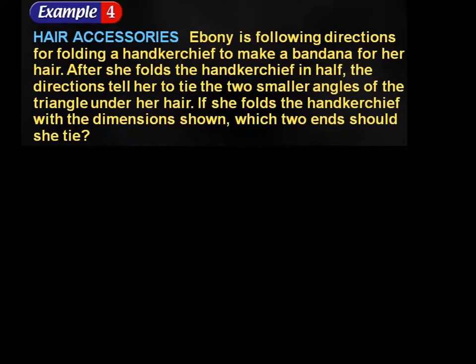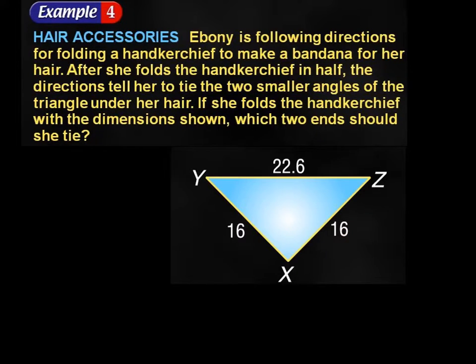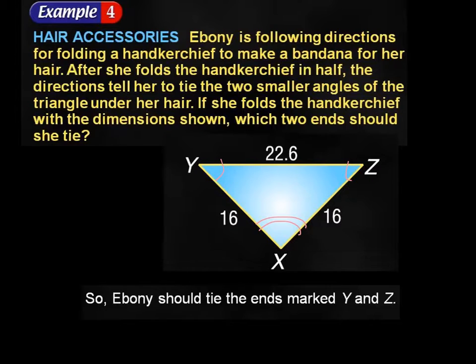Ebony is following directions for folding a handkerchief to make a bandana for her hair. After she folds the handkerchief in half, the directions tell her to tie the two smaller angles of the triangle under her hair. If she folds the handkerchief with the dimensions shown, which end should she tie? Well, we have an isosceles triangle, so the biggest angle has to be opposite the biggest side, so that would be angle X. So that means angle Y and angle Z are the two smaller angles. So Ebony should tie the ends marked Y and Z.